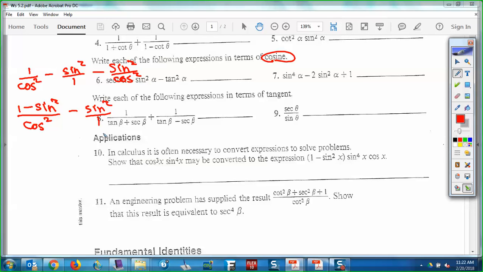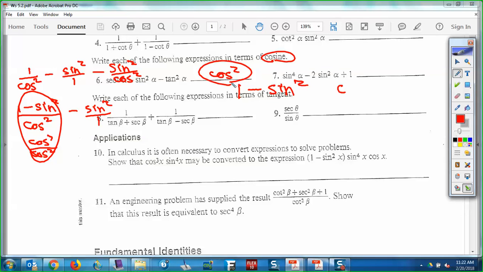Oh, that's a really nice one, because what's 1 minus sine squared? Cosine squared, and cosine squared over cosine squared is 1. So this whole thing is now 1. See why this is not going to work for you on your worksheet. But anyway, this whole thing is just 1 minus sine squared. Right? This is 1, so this whole thing here is 1. 1 minus sine squared is cosine squared. So your final answer is cosine squared.